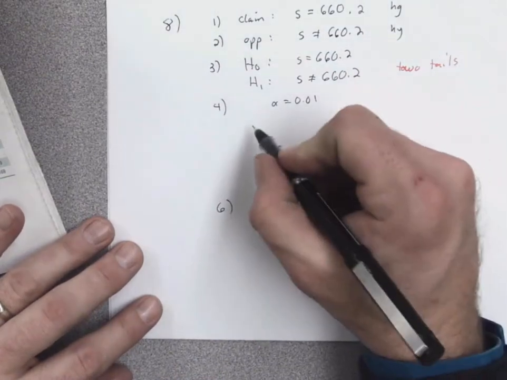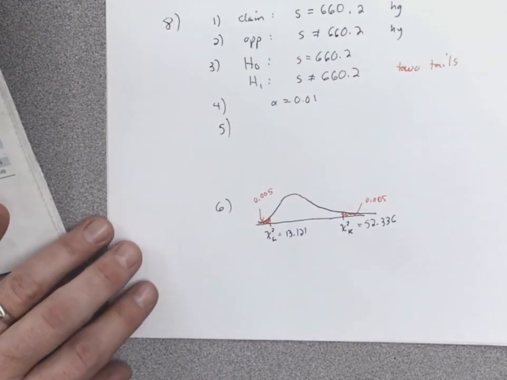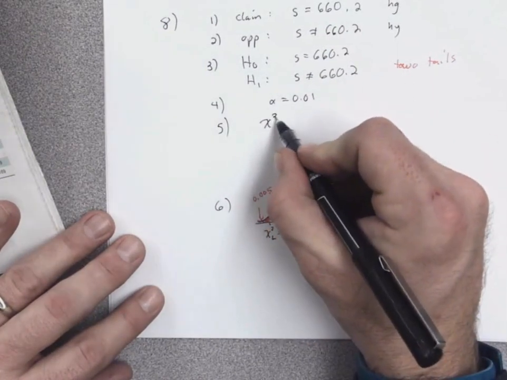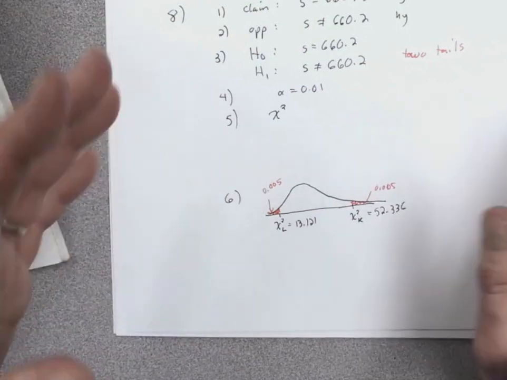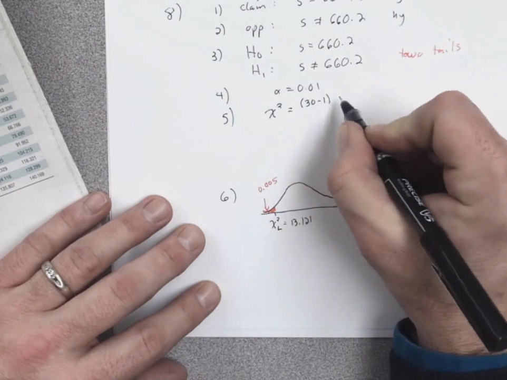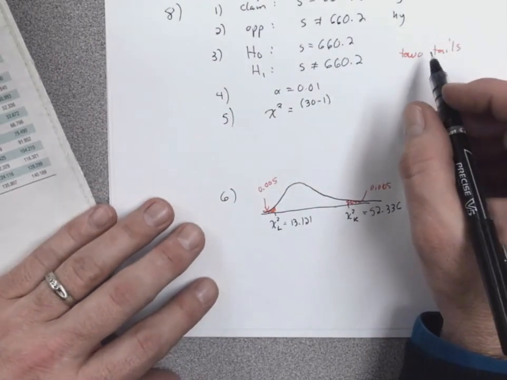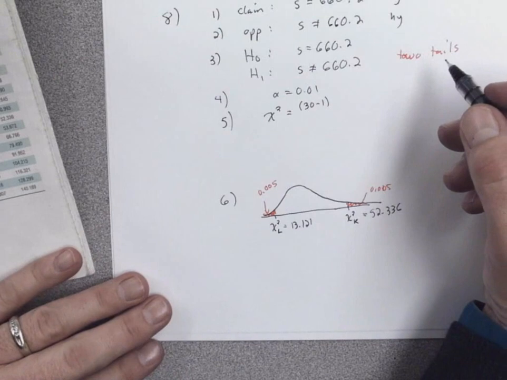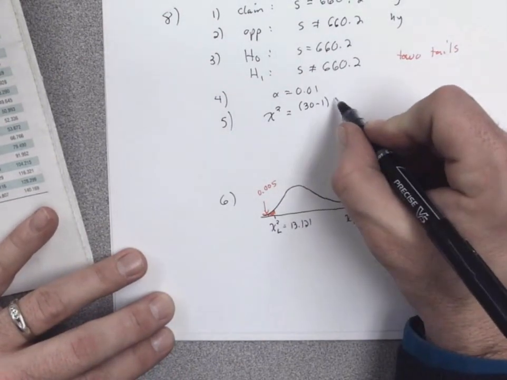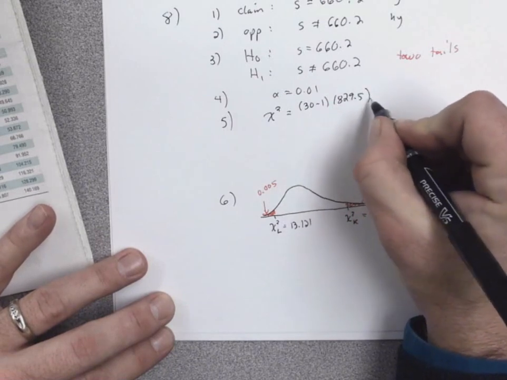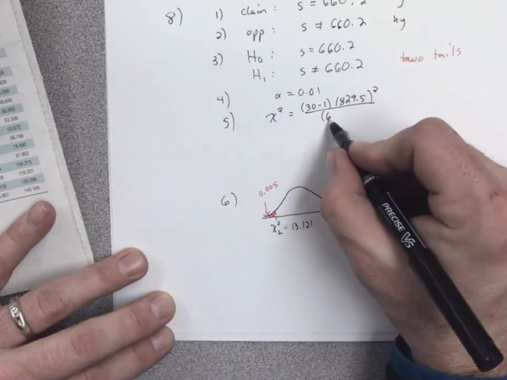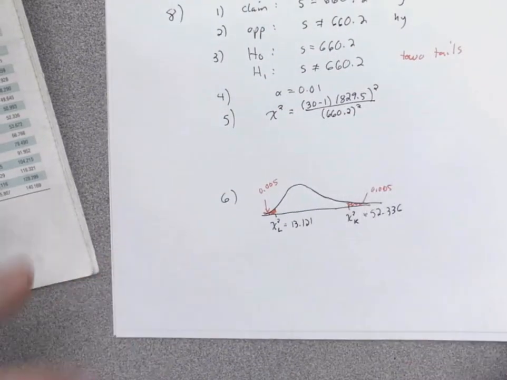So to do our test statistic, we need to know if that lives inside here, okay? So what I'm going to do is find my chi-squared. Remember, chi-squared, you don't have to square anything. It's a label, okay? So chi-squared is going to be equal to n minus 1, so they had 30 minus 1, times the standard deviation of the sample, S, which is 829.5, squared, divided by sigma squared, which is the claim squared, so 660.2 squared.